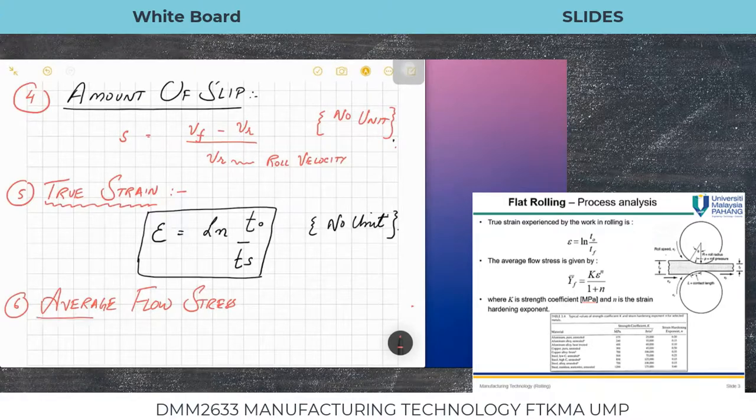So basically, when your workpiece goes through the rolling process, a lot of force is applied through the rolls. When the force is applied on a certain area of the roll, it experiences some stresses, and those stresses are called average flow stresses. Due to those stresses, strain occurs, and that strain is called true strain.